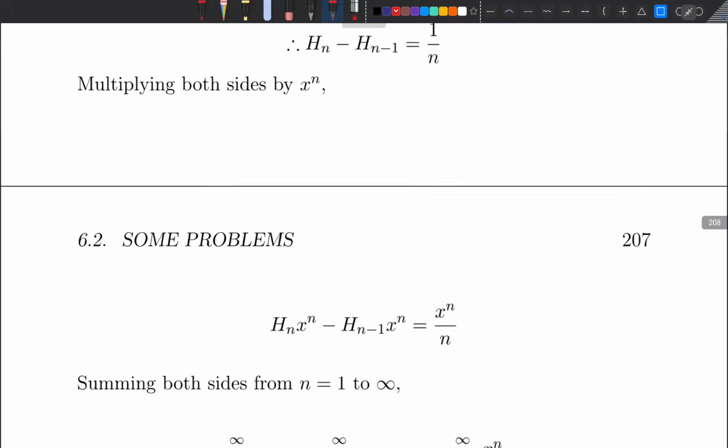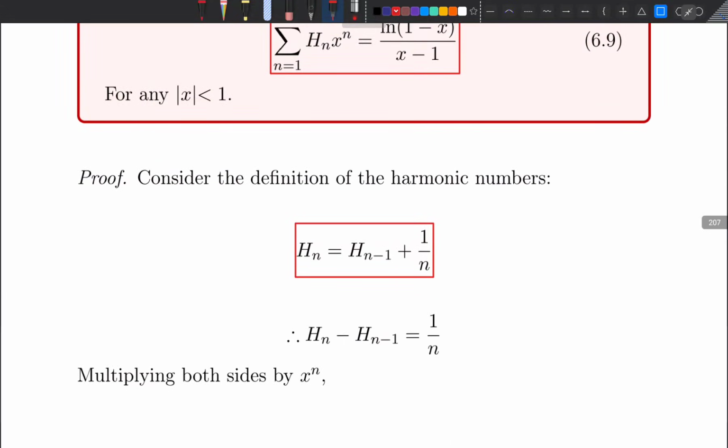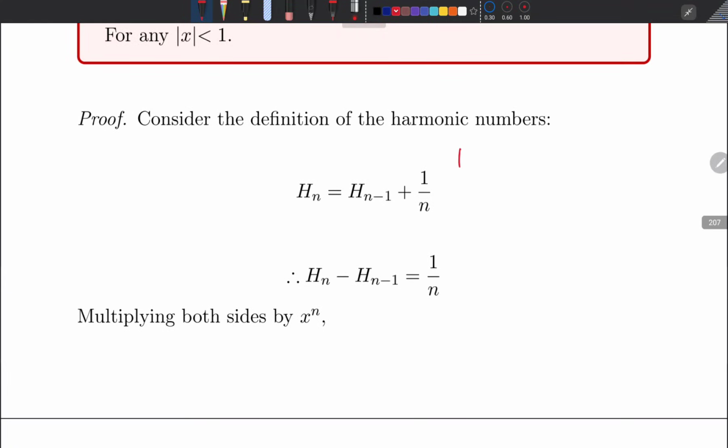Actually, the proof of that is given right over here. You know what, let's just go through this once. You know what h sub n is? It's 1 plus 1 over 2 plus 1 over 3 plus 1 over 4 plus dot dot dot, that just keeps going up to 1 over n.